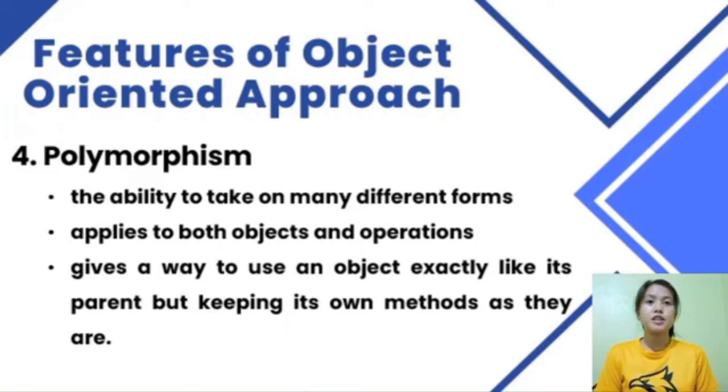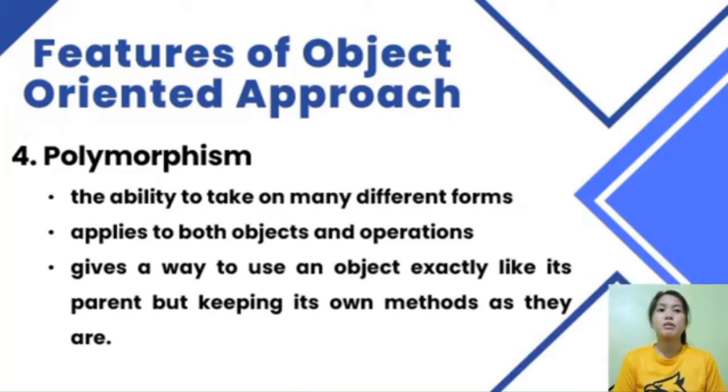A polymorphism is the ability to take on many different forms. It applies to both objects and operations. A polymorphic object is one whose true type hides within a super or parent class. In polymorphic operation, the operation may be carried out differently by different classes of objects. It allows us to manipulate objects of different classes by knowing only their common properties.